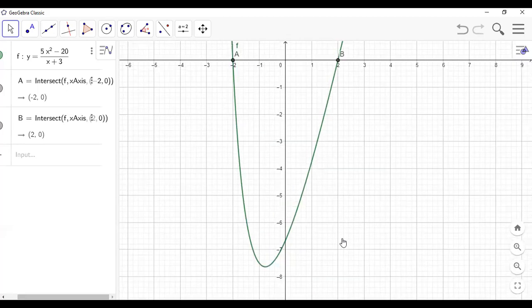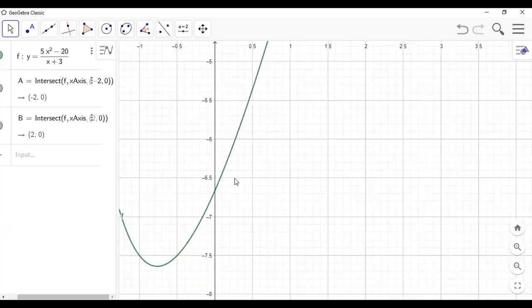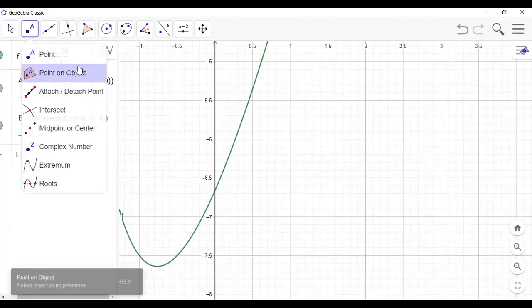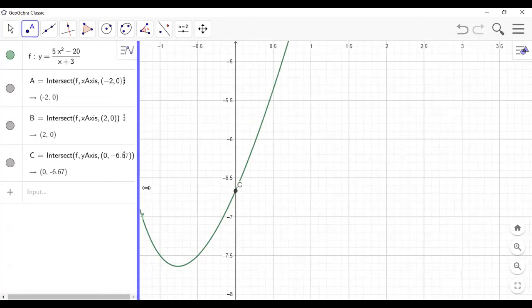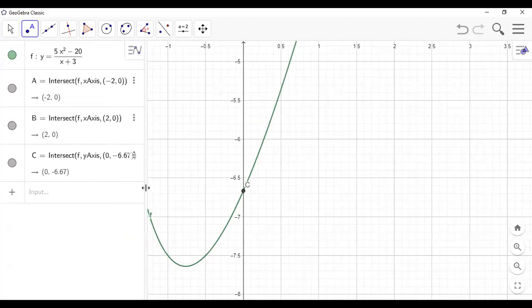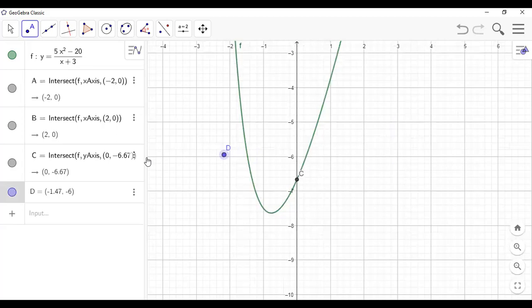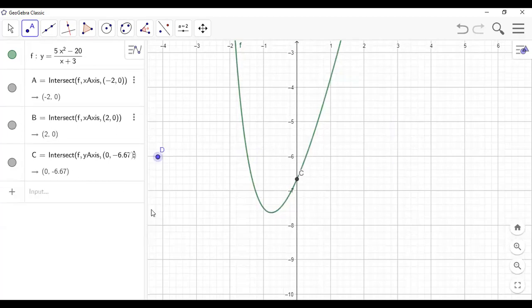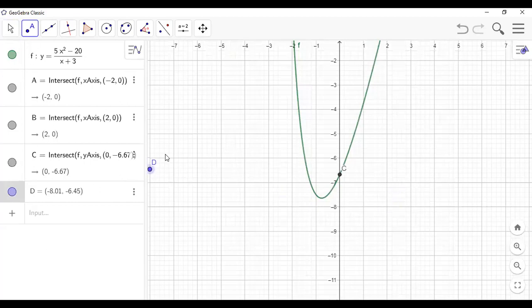Ayan, obvious naman, di ba? Ano naman yung y-intercept? Ito na yung y-intercept natin, nasa baba banda. When we convert negative 20 over 3 to decimal, that would be negative 6.6667. So, yan po ngayon yung ating intercepts. Kapag tumama, sir, yung graph natin sa any of the axis, that is the intercept. Indeed, kasi yun nga yung definition niya.